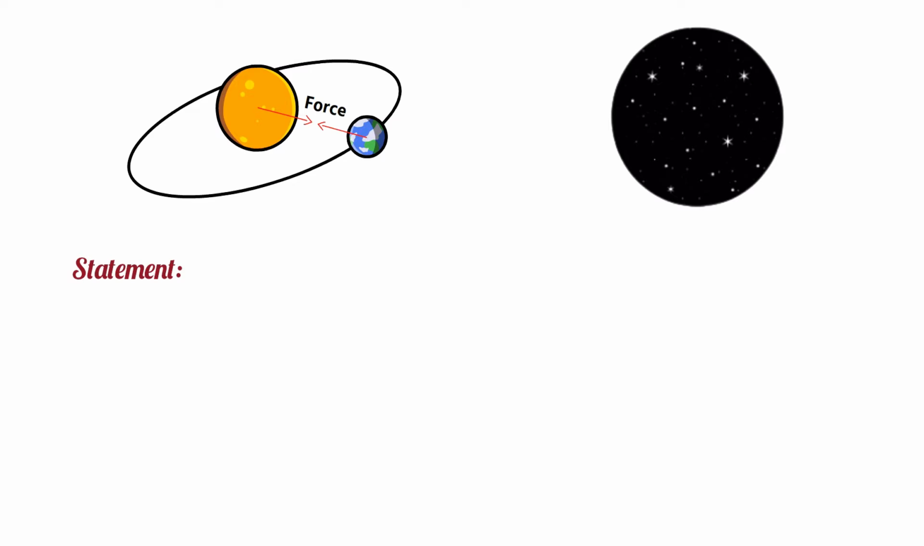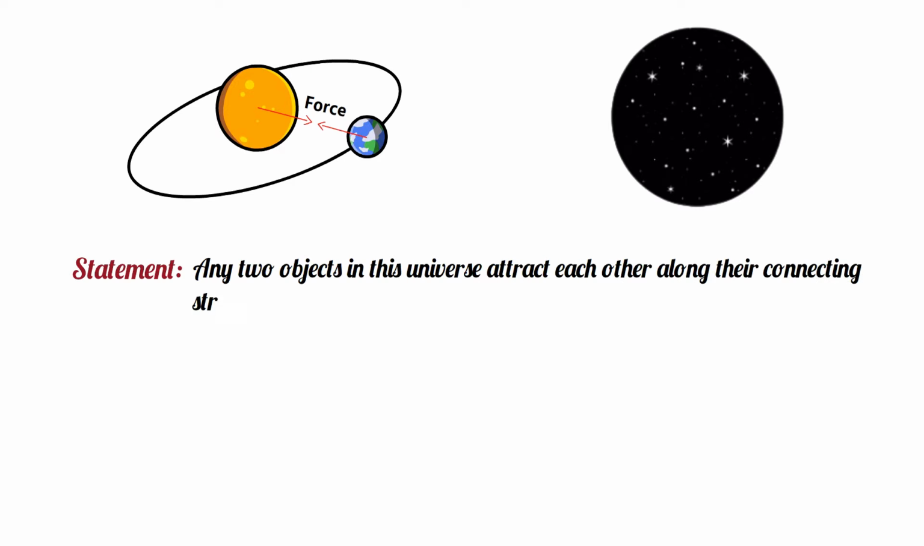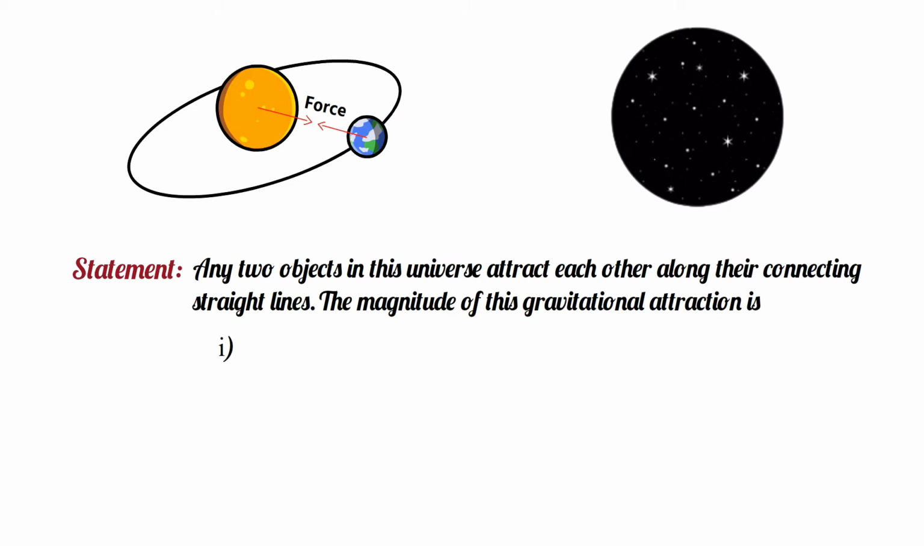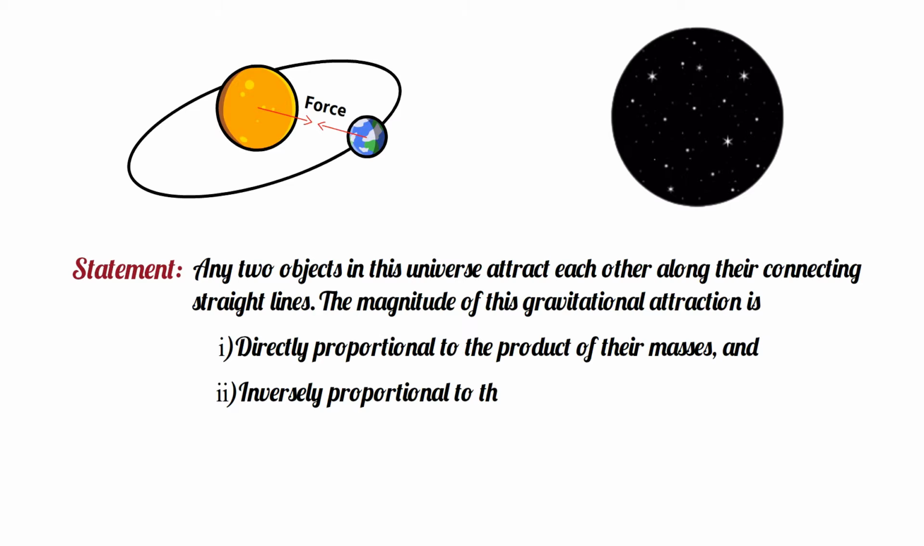The law states that any two objects in this universe attract each other along their connecting straight lines. The magnitude of this gravitational attraction is directly proportional to the product of their masses and inversely proportional to the square of the distance between them.